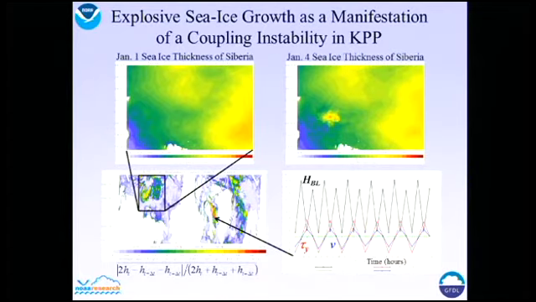And what really prompted all of the work that I've been describing today: we were using KPP in our new coupled climate model, and we were getting these weird sorts of instabilities where you get spontaneous growth of sea ice. So this is a section of the Arctic Ocean. This is January 1st. This is January 4th. And for reasons that made no physical sense whatsoever, we were getting this spontaneous growth of sea ice from about 1.5 meters to 3 meters over the course of 3 days. And sea ice doesn't work that way. It's not supposed to work that way.